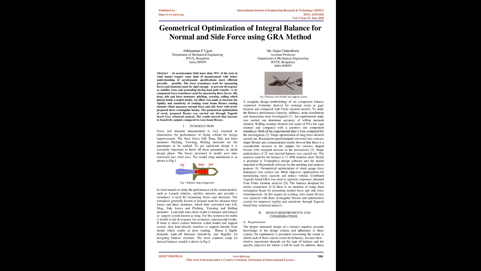For this system to be stable, it should avoid divergence for erroneous experimental results. If there is direct contact between scaled model and support system, then load directly transfers to support directly from model, which results in error reading. Hence it highly demands trade-off between sensitivity and rigidity for designing balance structure. The most common setup for internal balance model is shown in Fig.